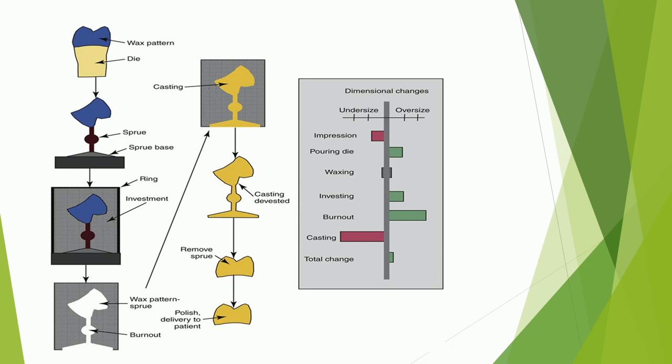Divesting is the opposite of investing, which means the casting is removed from the ring, polished, finished, and delivered to the patient. And if we go to the box right next to the diagram, first we take the impression, pour the die, do the wax-up, then invest it, then burn out, then casting, and finally, when we get our desired prosthesis, that is the final step.